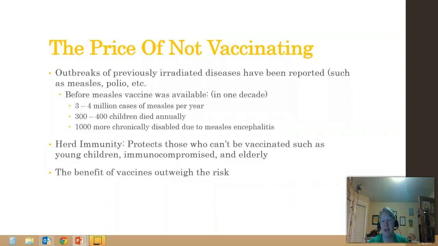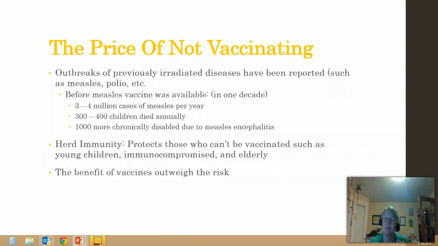So it's really important that we have this herd immunity to help protect them against these diseases. And time and again, every time there's been a study, the Center for Disease Control and other health organizations have always come out saying that regardless of the risk, the benefit to all of us far outweighs the risk of vaccination.